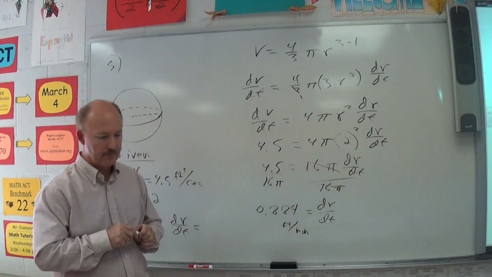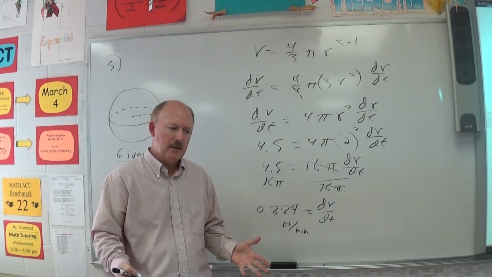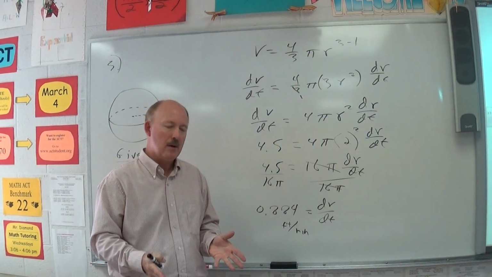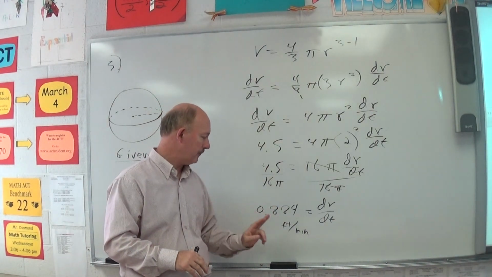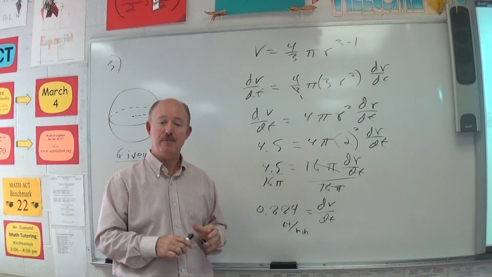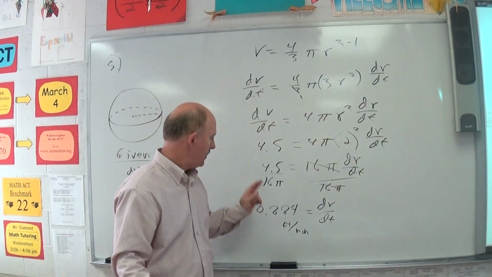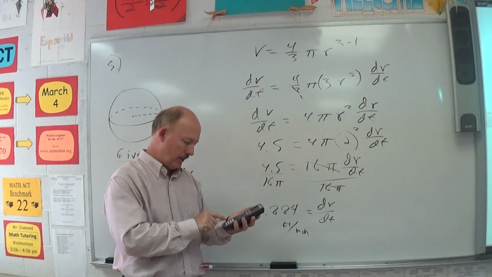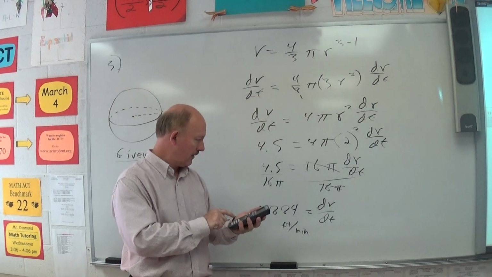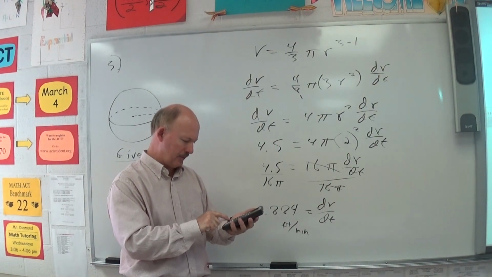One thing I want to point out: if you have a calculator close by, I want you to grab your calculator, pause the video just a second, and divide 4.5 by 16 pi, and see if you get 0.884. My students invariably don't divide this correctly. So when you grab your graphing calculator, you do 4.5 divided by 16 times pi.